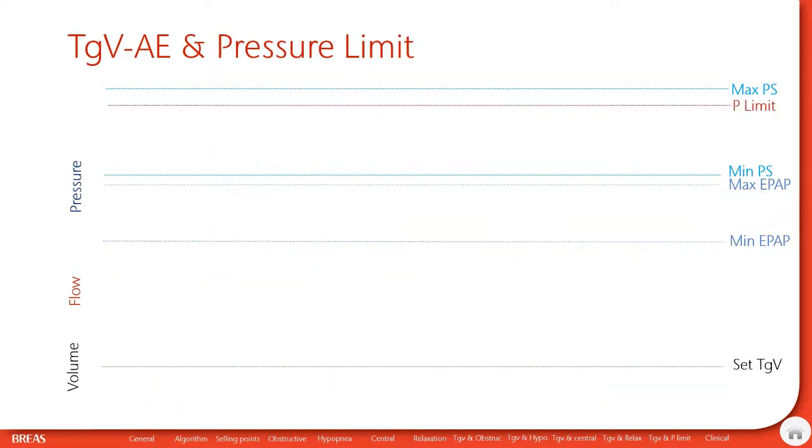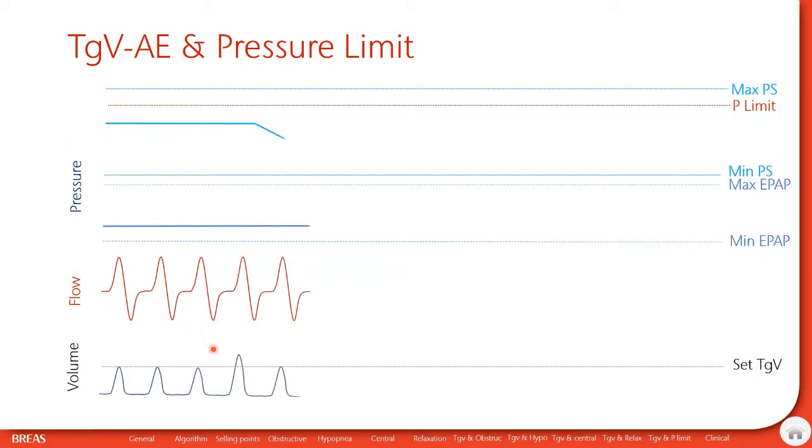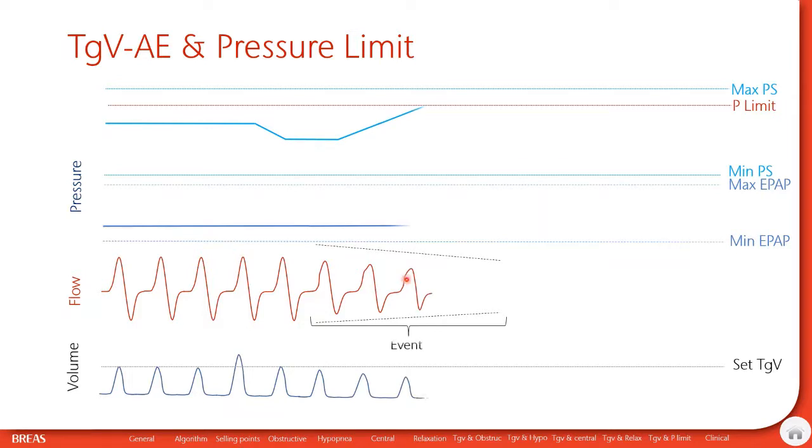Now let's look at a case of target volume with Auto-EPAP, in this example in case of hypopnea, but where the pressure limits will play their role. At the start of the recording, again, it's the same example. There is an overshoot, creating a drop in pressure support. Now there is a hypopnea. Hypopnea is causing the tidal volume to decrease, which will lead to an increase of pressure support.